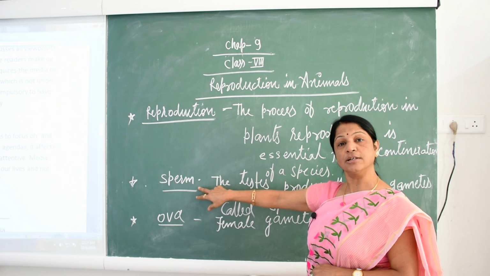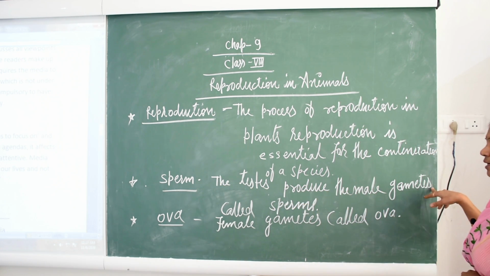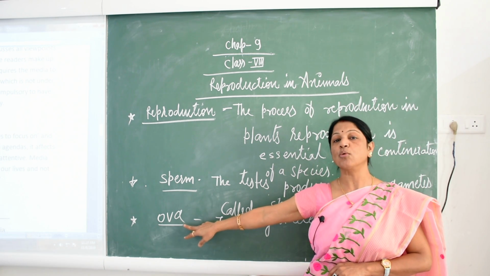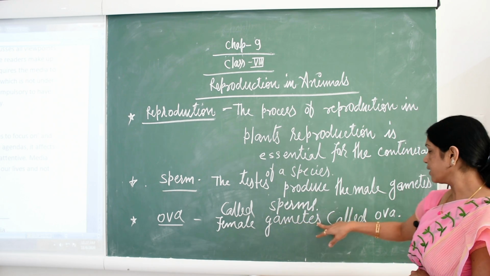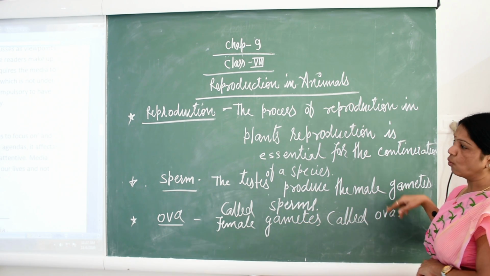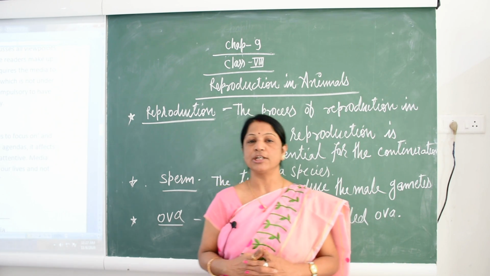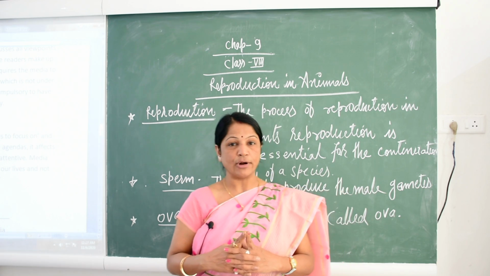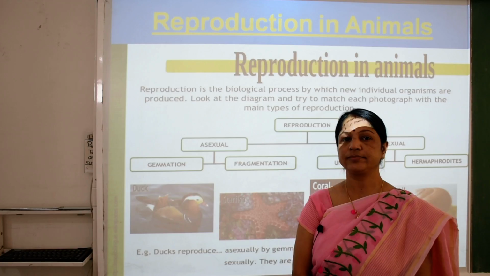Now we see the sperm: the testes produce the male gametes, which are called sperm. Now let us talk about the ova: ova are the female gametes. So here we have seen reproduction, especially in animals, and how it occurs. Now let us see further what today's content is.